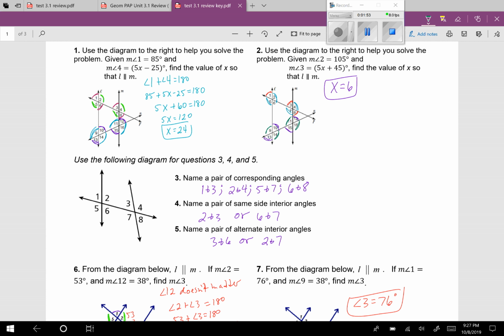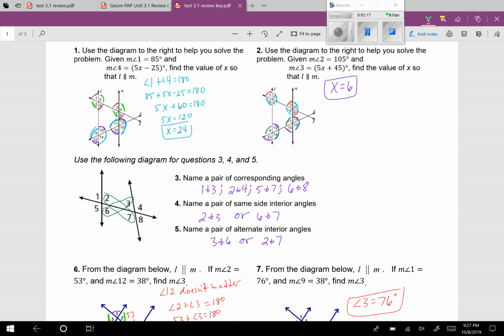Then you have a pair of same side interior angles. So these are your lines. That's your transversal, same side interior. You have 2 and 3 or 6 and 7. And then a pair of alternate interiors. So we're looking at the interior ones, but we're looking at the ones that are alternate from each other. So we have 3 and 6 and then 2 and 7.